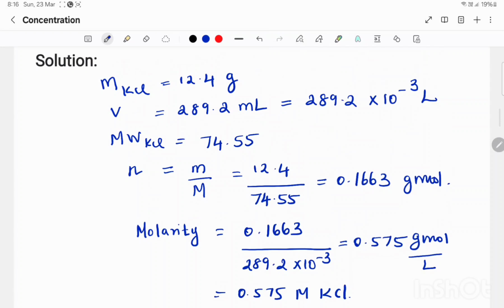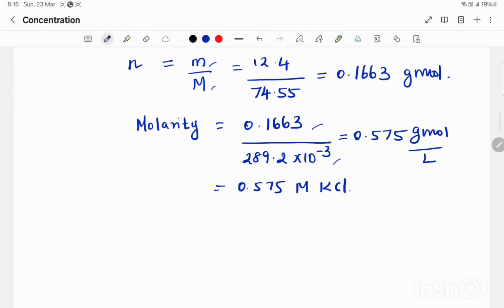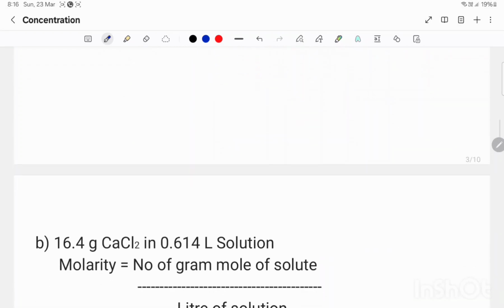So in this problem, mass of the KCl is given, volume is given. We have converted the milliliter into liter, and then first we have calculated the number of moles by using the formula mass by molecular weight, and then we substituted in the molarity formula, number of moles by volume will give you the molarity. So now let us do the next problem.